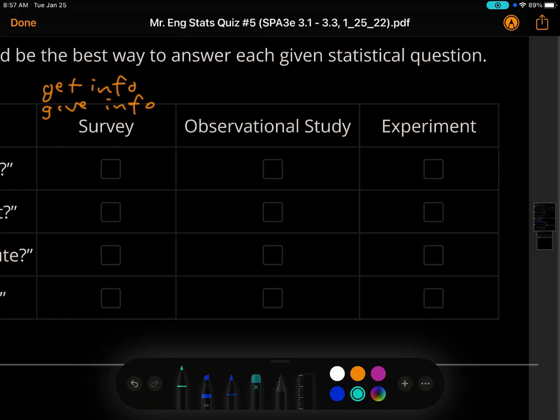An observational study just means you watch. You don't do anything, right? In front of school, how sometimes students are jaywalking and all you do is just stand there and you watch how many people are doing that.